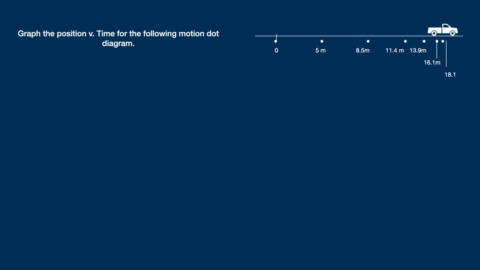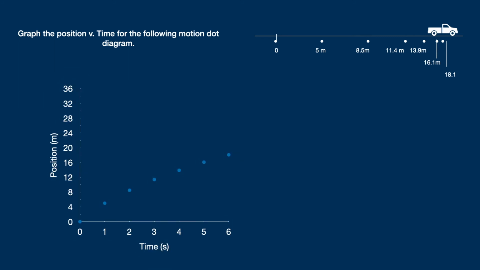Okay, in this example we want to graph the position versus time for this diagram, and I went ahead and labeled the distance of each oil drop for you. So see if you can take a second and try to draw the position versus time graph for this. So we said earlier the object is slowing down. We can tell because the oil drops are getting closer and closer. And so the graph for that position versus time graph would look like this.